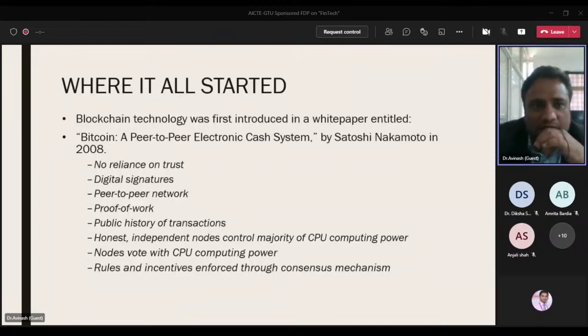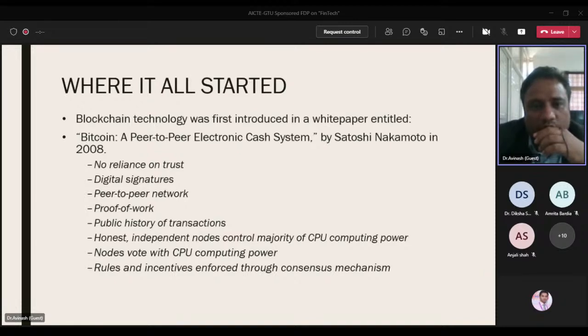white paper with the name Bitcoin: A Peer-to-Peer Electronic Cash System. In this paper, they tried to explain that currency exchange or money exchange can be possible without any centralized system, with the help of a decentralized system. They have given various important things in this white paper. They explained digital signatures, the peer-to-peer network, and the consensus mechanism, which is called proof of work.